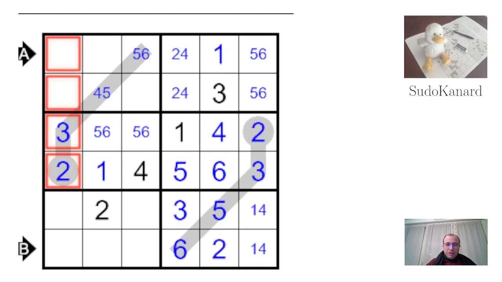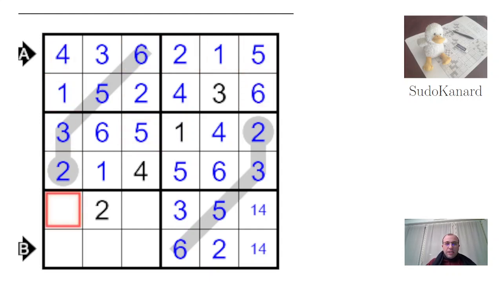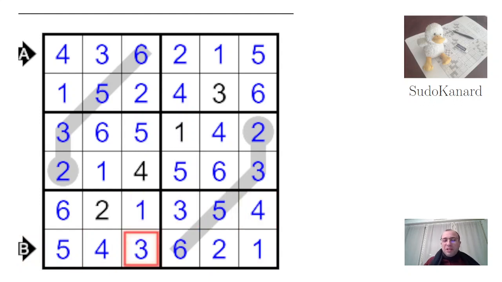2 and 3, actually this 3 and this 3, put a 3 here. This 2 is not here, so it goes there. This 4 resolves all of this. Get those 2 digits. There's a 5-6 pair here, 5 and 6 this way. That can only be a 4. And that's it for this puzzle.